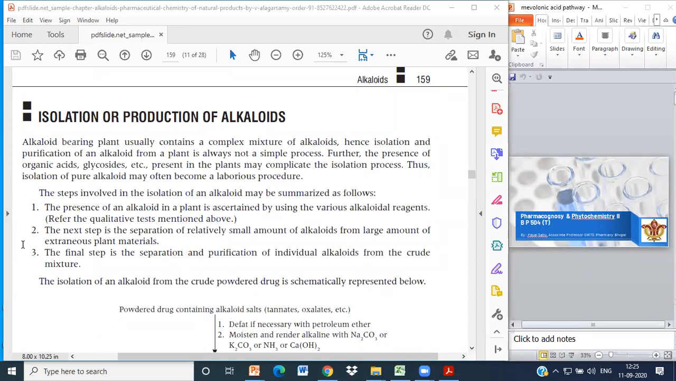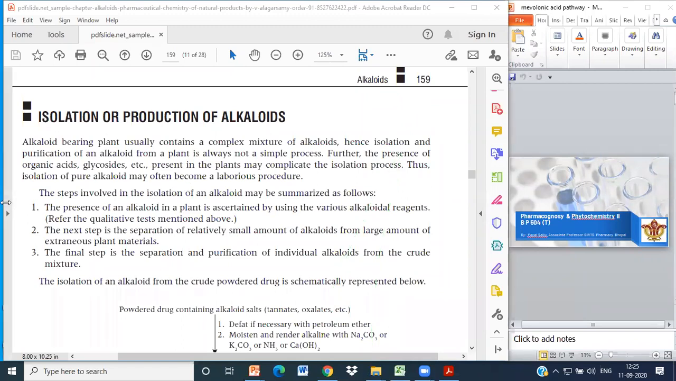An alkaloid-bearing plant usually contains a complex mixture of alkaloids. Hence, isolation and purification of alkaloids from a plant is not always a simple process. Further, the presence of organic acids, glycosides, etc. in the plant may complicate the isolation process.